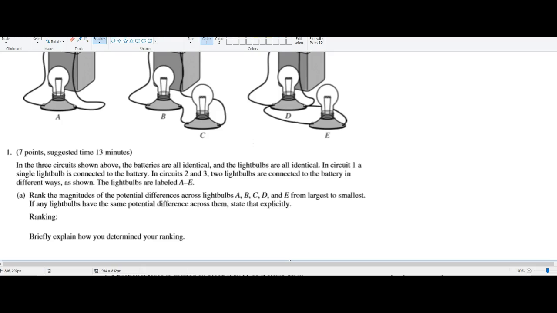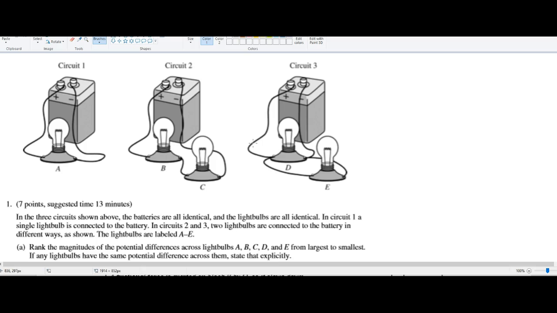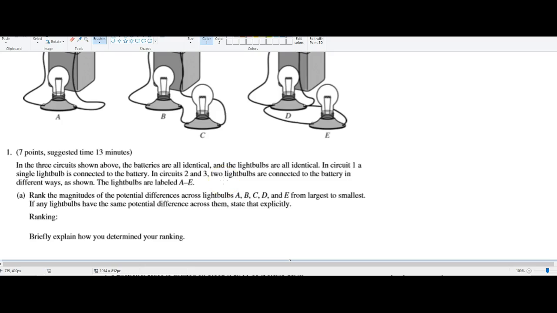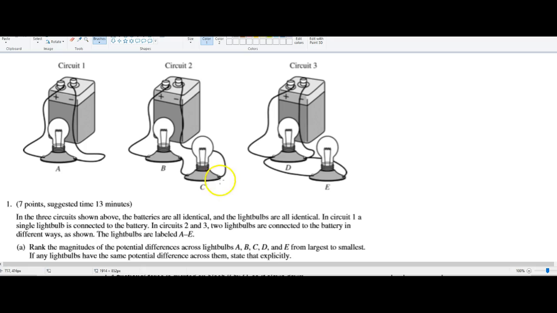in which of the three circuits above, the batteries are identical, the light bulbs are identical, there's a resistor, right? This is connected to a battery in circuits 2 and 3. Light bulbs are connected to the battery in different ways as shown. Look at the wires. This one comes out of the battery, goes through this one, then through this one, then back. This one goes through this one, or it can go through this one, but it doesn't have to go through both, right?